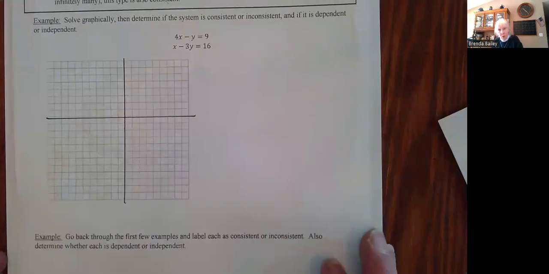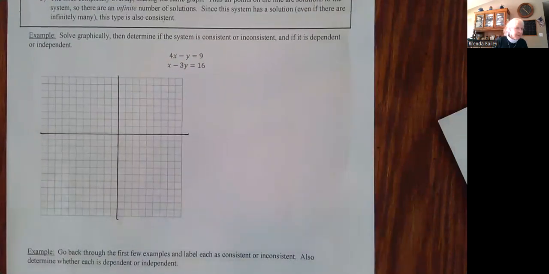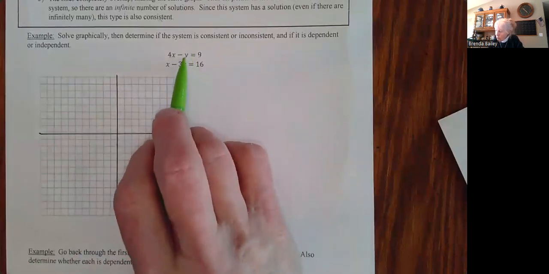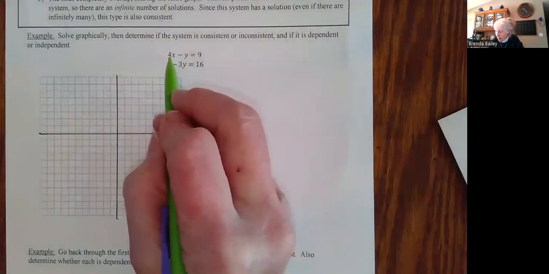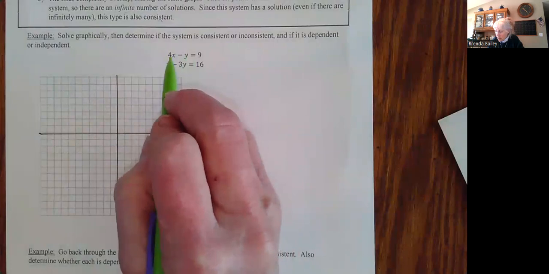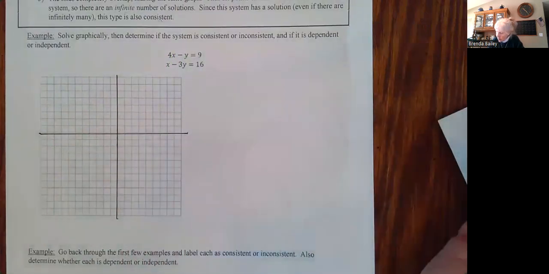Okay, we're going to look at one more and then we'll be done. So we're going to solve graphically, then determine if the system is consistent or inconsistent, and if it is dependent or independent. But we're going to graph it first. And the reason why I really wanted to do this one is that here, I can't use the X and Y intercept method, because 4 does not go into 9. So I'm going to go ahead and solve it for Y and see how that works out for us.